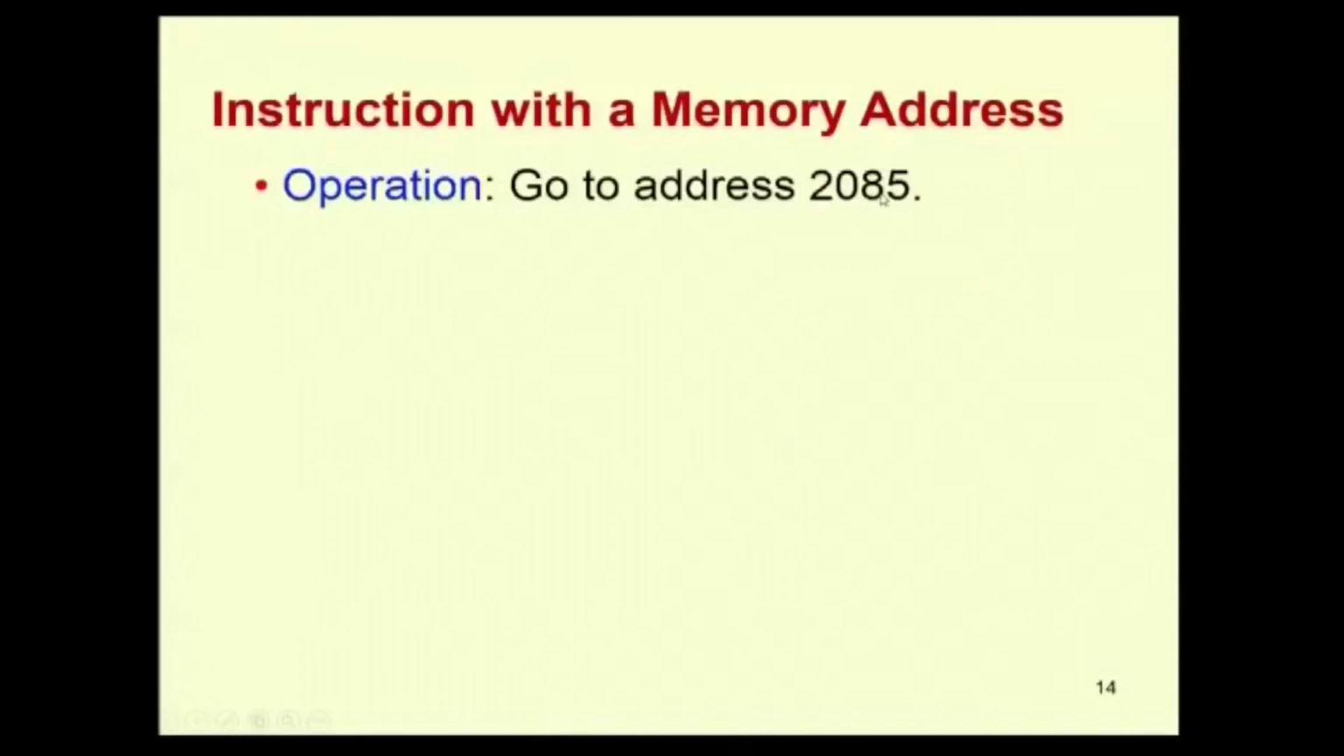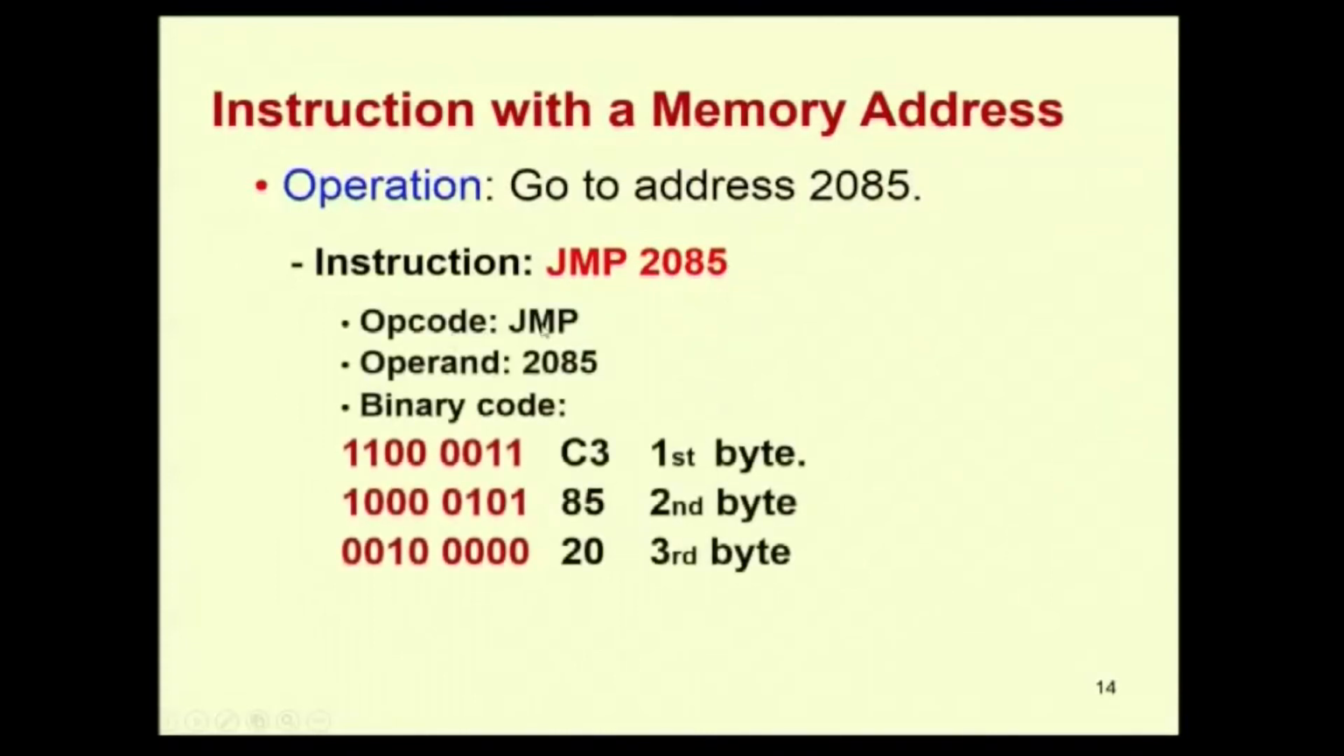Then you want to jump to some address 2085, of course hex. So, the instruction is JMP 2085, of course hex. What is the opcode? For jump, the opcode is C3. And then this opcode should be followed by this address. It has to be followed by this address, the lower byte 85 and then the higher byte 20.